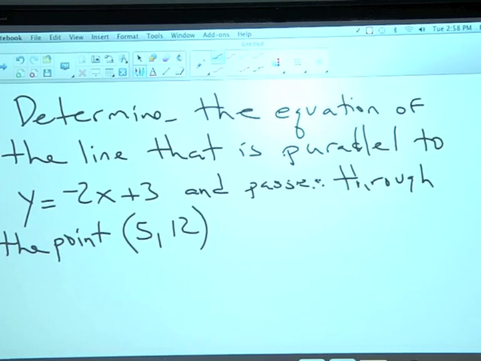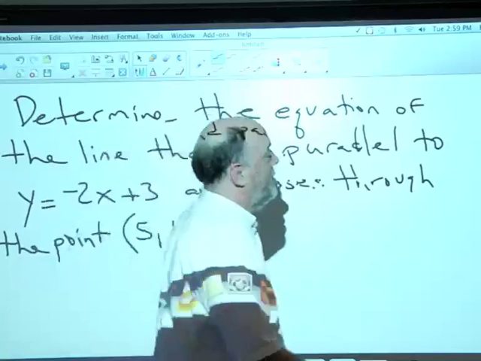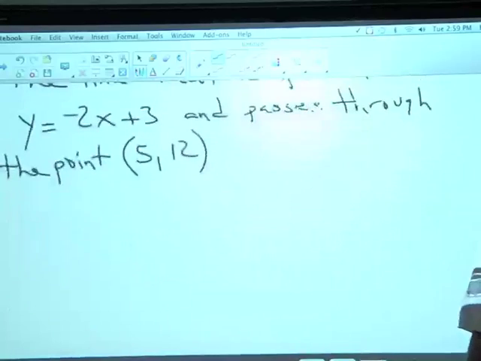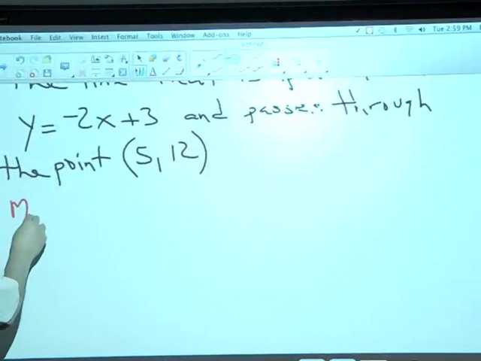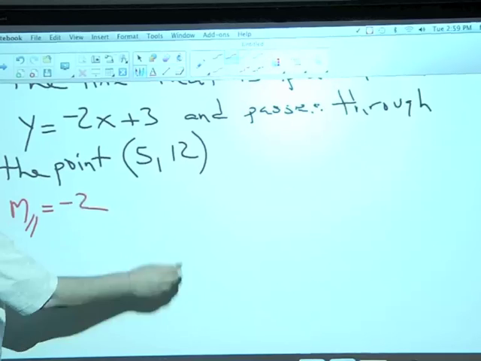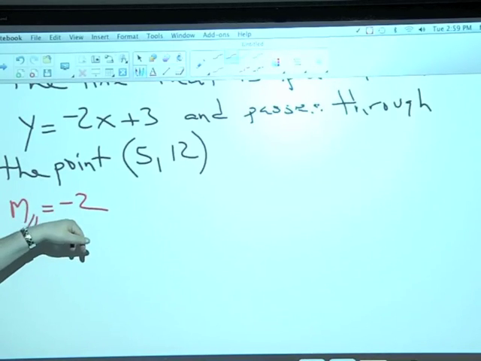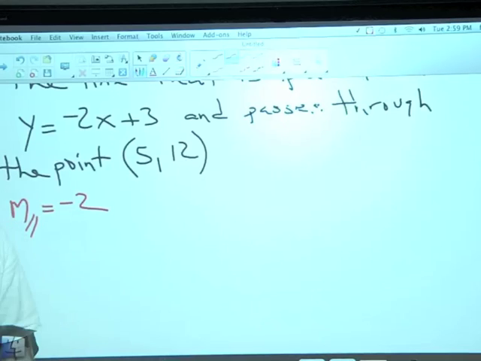So first off, what is the slope of my given line? -2. So what does the slope of the parallel line have to be? -2. Right. So the slope of my parallel line has to be -2. Well, here's the slope. Here's a point. Plug it into point slope form.